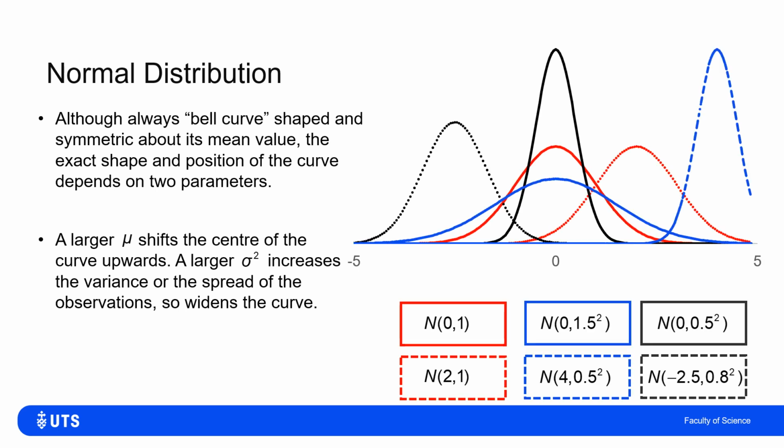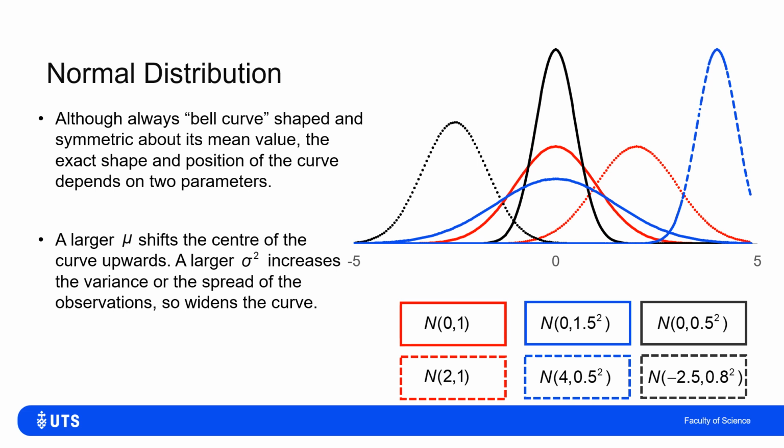So I've plotted up 6 different normal distribution curves here. Now they're all this classic bell curve. So if we start looking at the solid red shape, the normal with mean 0 and variance 1, if I compare that to the dashed red one, that's got mean 2 and variance 1. So it's the same shape. It's no wider, it's no flatter. It's just moved 2 units up.